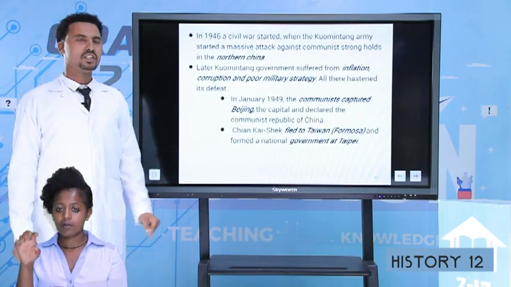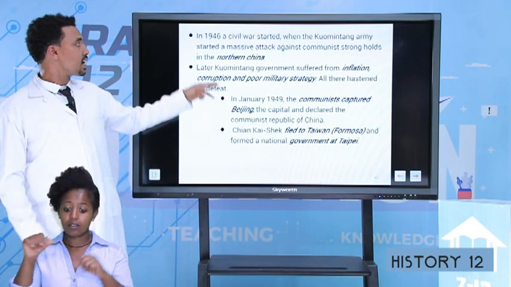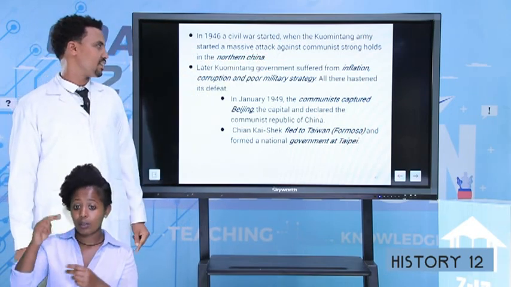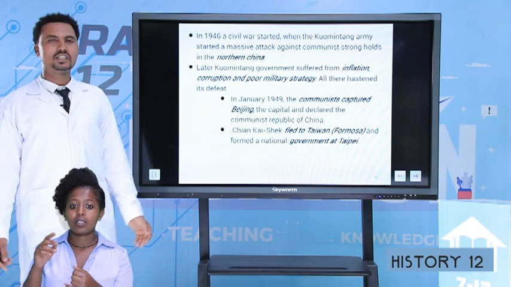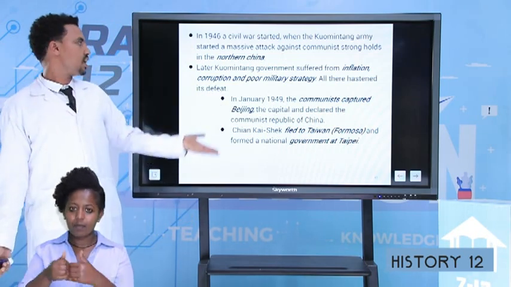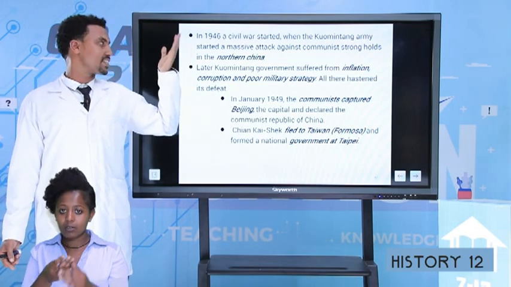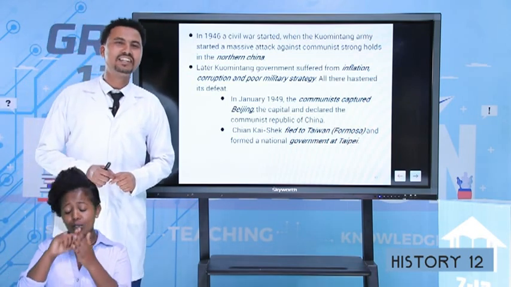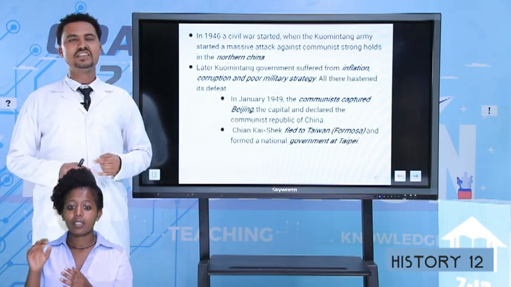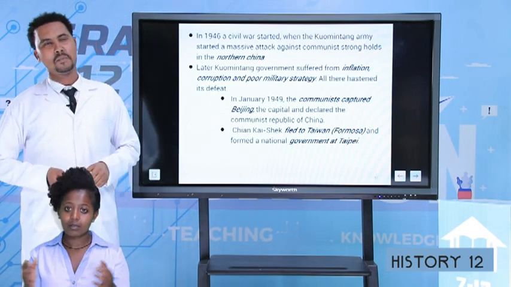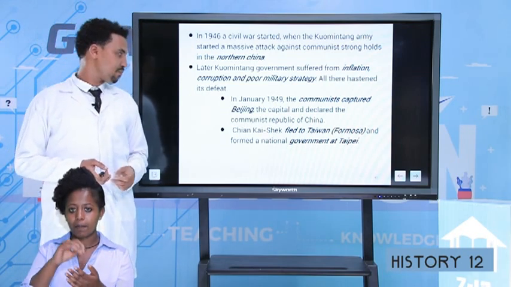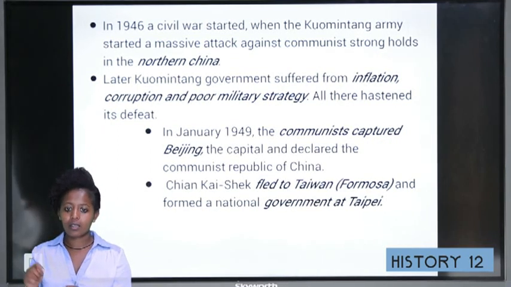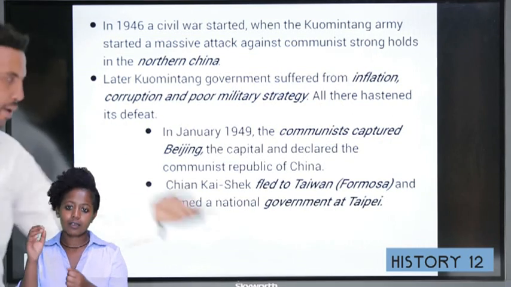In 1946, the civil war started when the Kuomintang army launched a massive attack against communist strongholds in northern China. Later, the Kuomintang government suffered inflation, corruption, and poor military strategy, which hastened its defeat. In January 1949, the Communist Party captured Beijing, nowadays the capital city of China. Meanwhile the Kuomintang fled to Taiwan, or Formosa, where Chiang Kai-shek founded his government at Taipei.